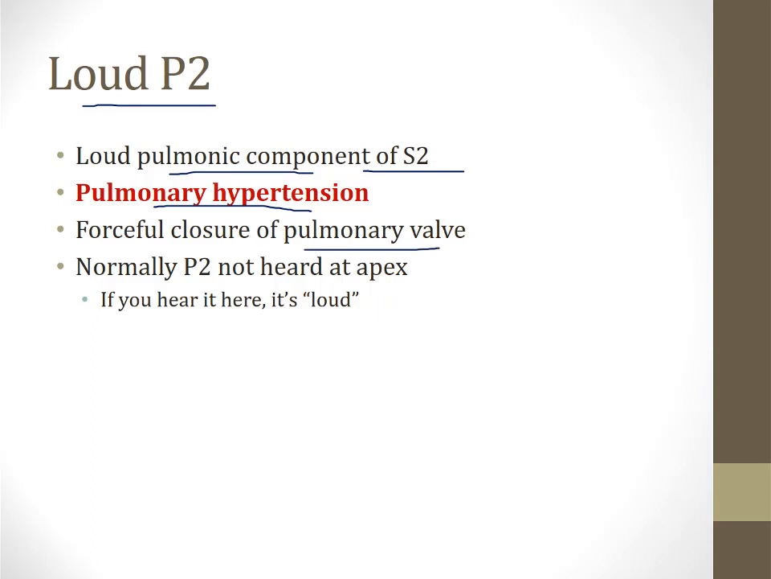So for example, someone with left-sided heart failure can have a loud P2. Someone with primary pulmonary hypertension can also have a loud P2. And clinically, the way people often identify this finding is that normally you shouldn't hear the second heart sound very loud at the cardiac apex because that's far away from the pulmonic valve. And if you can hear it out here, people often say it's loud.